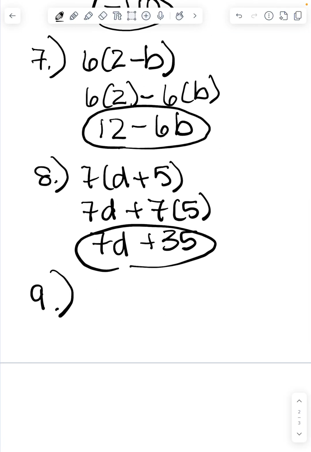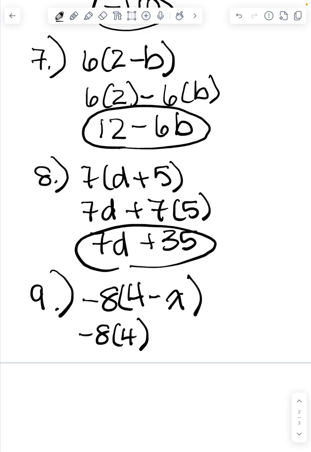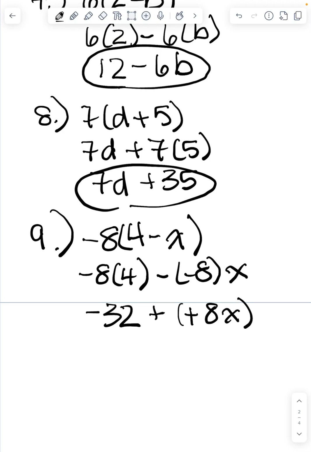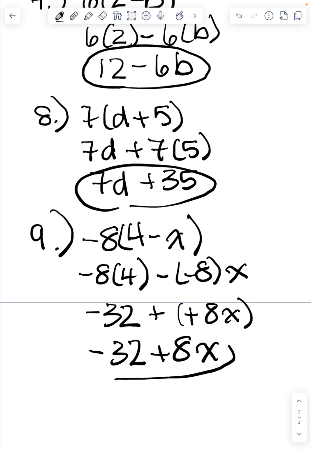Number 9. Negative 8 times the quantity 4 minus x. Distribute the negative 8. Negative 8 times 4 minus negative 8 times x. Negative 8 times 4 gets me negative 32. Right here, I see minus, and it's going to end up being a negative 8x. So this is not pretty math. We don't like to see two negatives next to each other, but I do know that minus is add the opposite. So my final answer is negative 32 plus 8x.